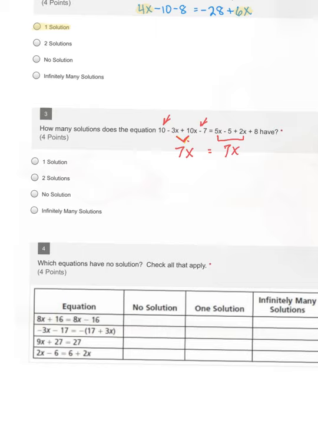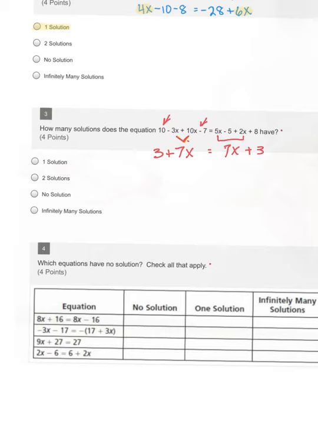So now, guess what? I do have to worry about those numbers because I need to keep going to see if I'm going to end up with the same number on both sides, which would be infinite, or different numbers, which would be no solution. When I combine 10 minus 7, I get 3. So on the left, I have 3 plus 7x. And I could rewrite that as 7x plus 3. Anyway, on the right, I have negative 5 plus 8, which is also 3.